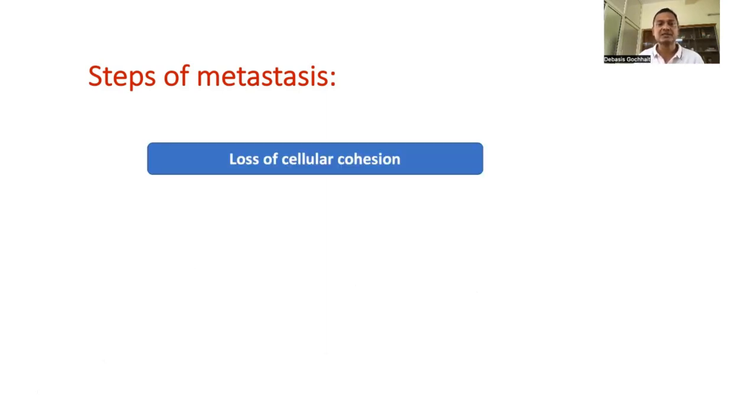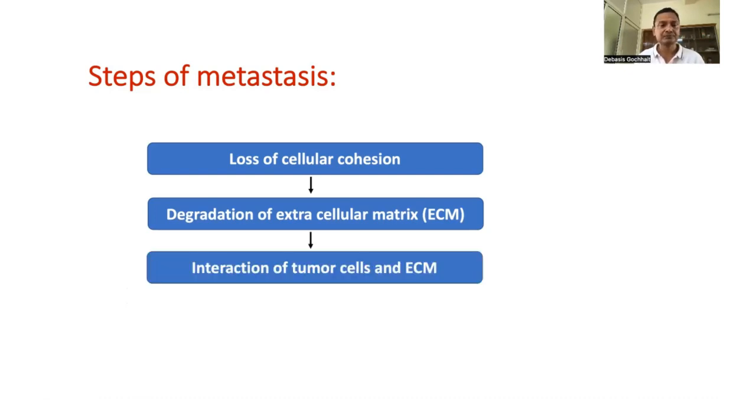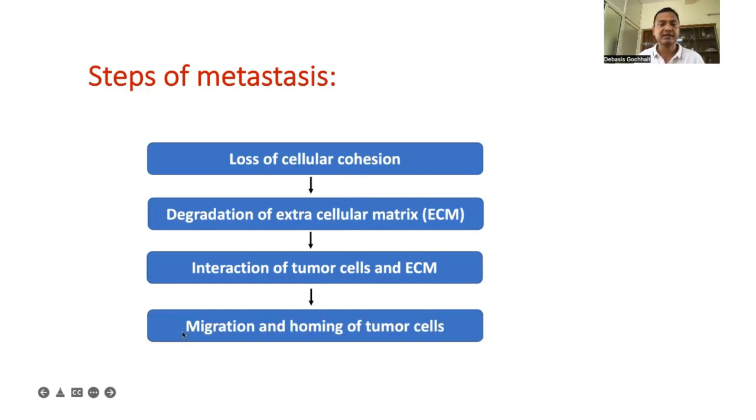First, what happens is loss of cell cohesion. So the cells become dispersed, or they lose their bondage with each other, they lose their contact. Second is degradation of extracellular matrix. So the matrix material surrounding the tumor, they are degraded. Third is interaction of tumor cells with extracellular matrix. Now the first and second things, they interact. And the final is migration and homing of tumor cells into the distant viscera.